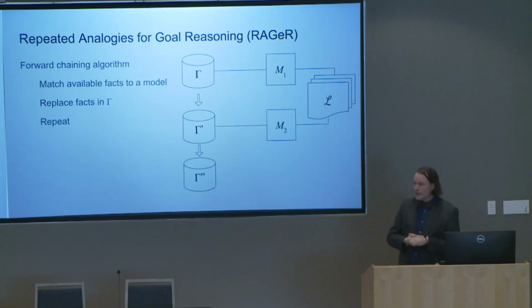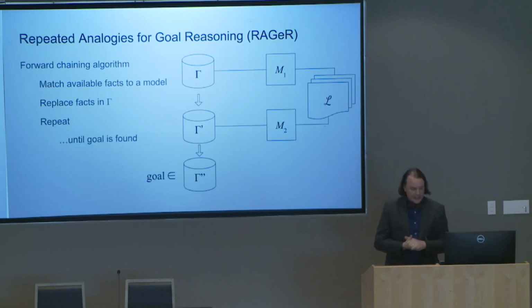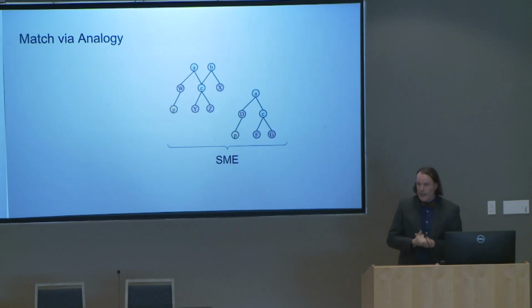And of course, now this process is going to repeat. Again, it's going to now use this new gamma, match with the models in the library, and continue to infer new facts. And this will continue until we are not able to infer any new facts, or until one of these gamma that we have has the goal that we're looking for. So this is goal directed. All the matches that we're doing are actually done via analogy.